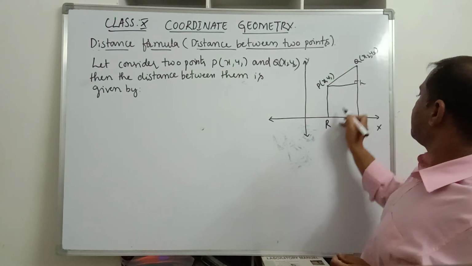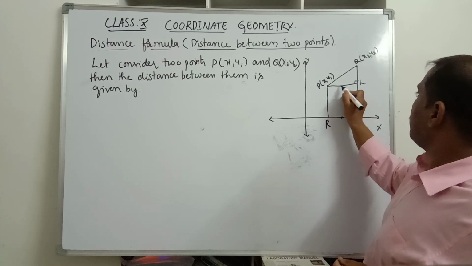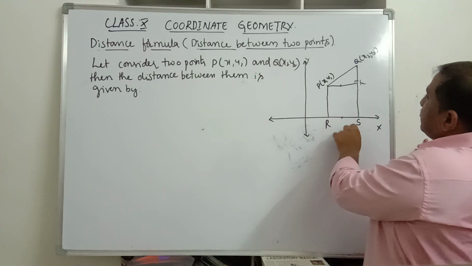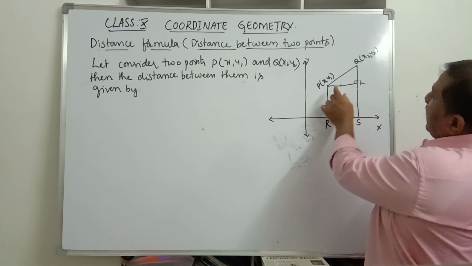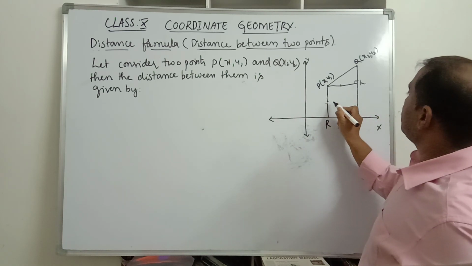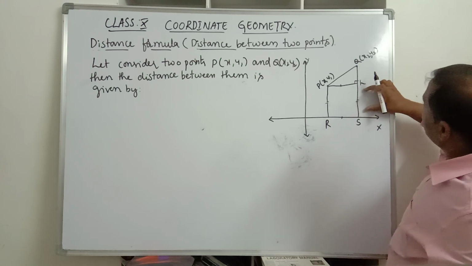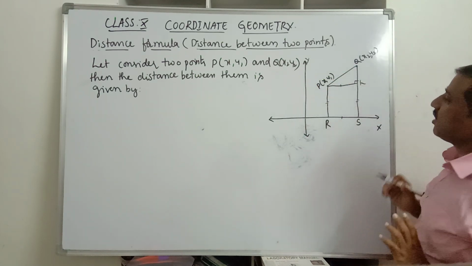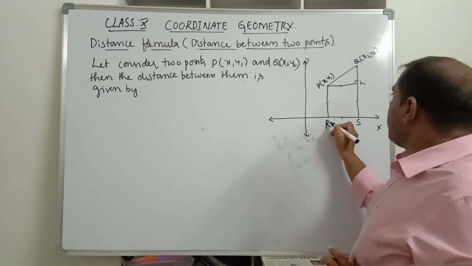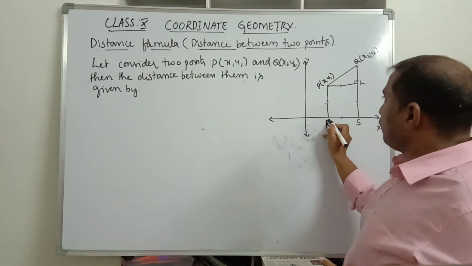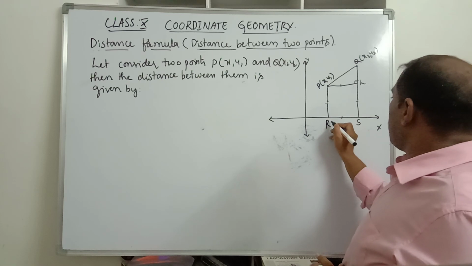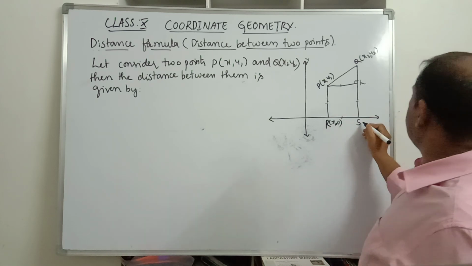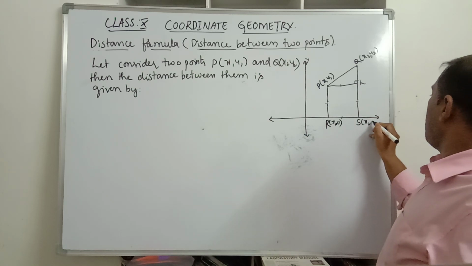Now here PT is equal to RS. These 2 are equal. What is it? A rectangle we got. RS is equal to PT, and similarly PR is equal to TS, and RS is equal to QT. Now what is this distance? It is x1. So this point R can be written as (x1, 0), and this is (x2, 0).